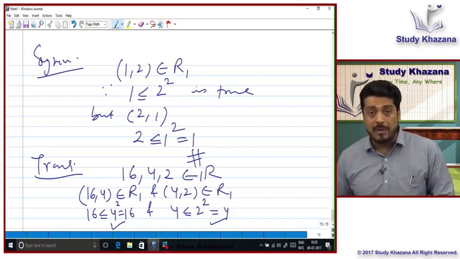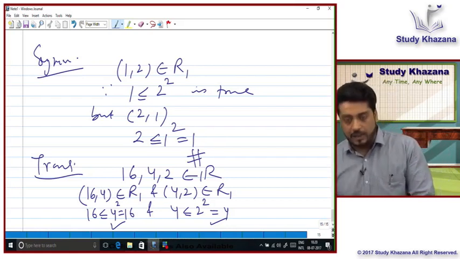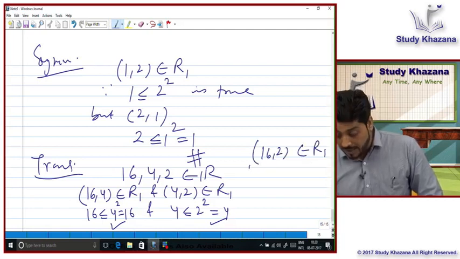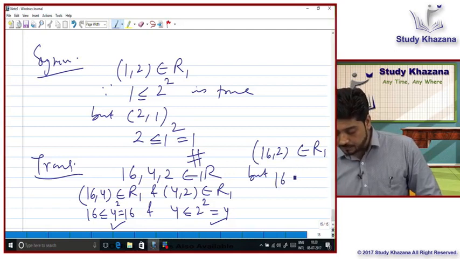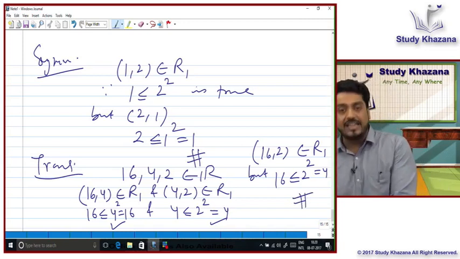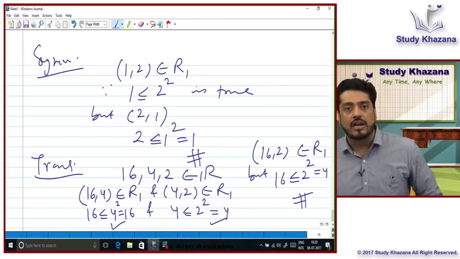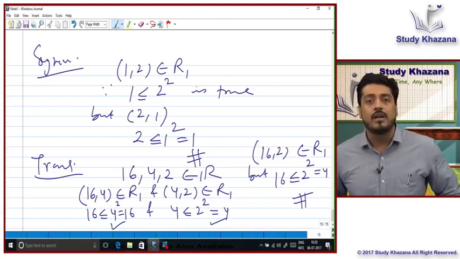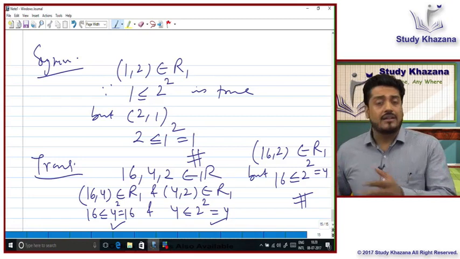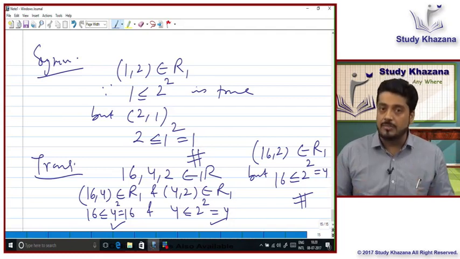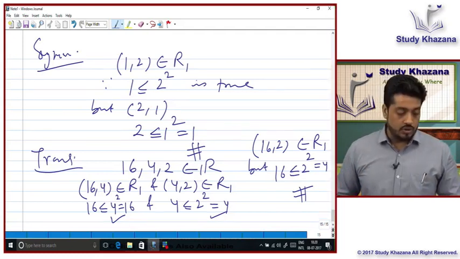So what is my requirement for transitivity? A related to B, B related to C. I need to show that (16, 2) is also related, but 16 less than or equal to 2 square, which is 4, is not true. Because (16, 2) would belong to R1 only when 16 is less than or equal to 2 square, that is 16 less than or equal to 4, which is not true mathematically. So I have produced one counter example to show the relation is not transitive. So I have given an example in all three cases that the relation is not symmetric, not transitive, not reflexive. So this question is very important.